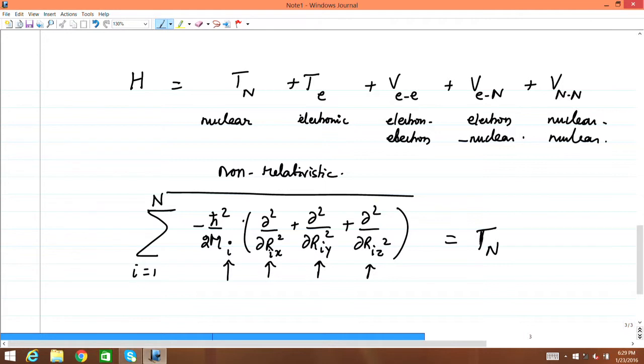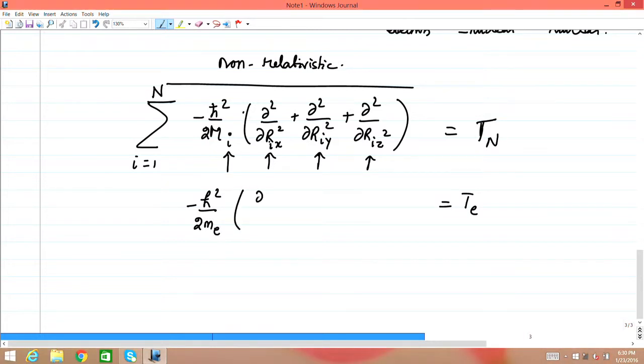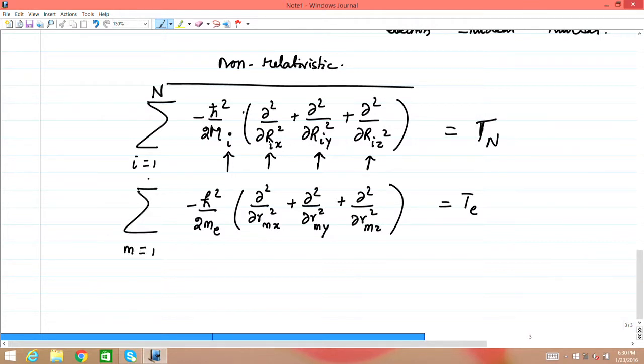This is T_n. The T_electron likewise is given by minus h bar square by 2 m_e. All the electrons have the same mass. Therefore, you write ∂²/∂r_mx² + ∂²/∂r_my² + ∂²/∂r_mz² for the mth electron, and you sum over all the electrons, m equal to 1 to little n.